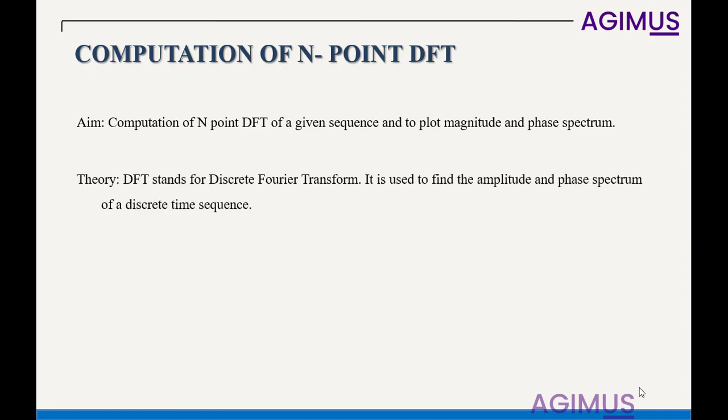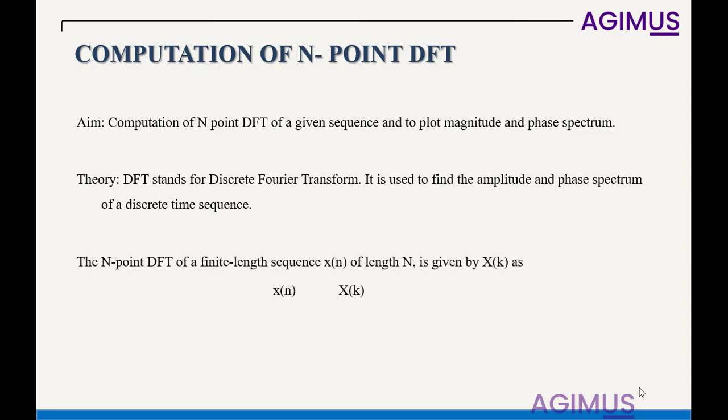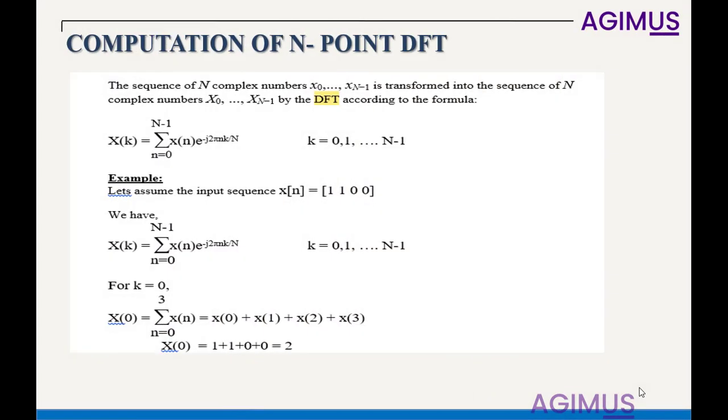So the theory is that it is used to find the amplitude and the phase spectrum of a discrete time sequence. The N-point DFT of x of n of length N is given by X of k. So this is what we are trying to arrive at. In the equation X of k, you can see n varies from 0 to N minus 1, and x of n e to the minus j 2 pi nk by N, where k varies from 0 to N minus 1.